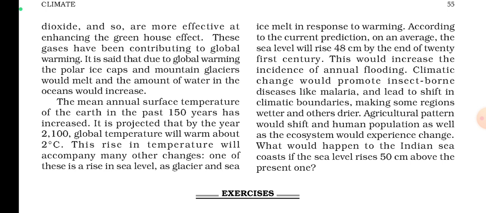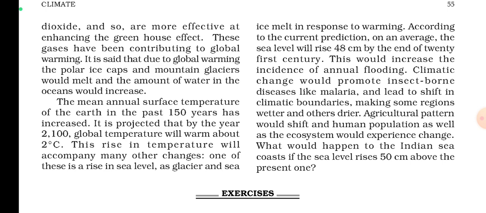This rise in temperature will accompany many other changes. One of these is a rise in sea level as glacier and sea ice melt in response to warming. According to the current prediction, on an average the sea level will rise 48 centimeters by the end of 21st century. This would increase the incidence of annual flooding. Climatic change would promote insect-borne diseases like malaria and lead to shift in climatic boundaries, making some regions wetter and others drier. Agricultural pattern would shift and human population as well as the ecosystem would experience change.